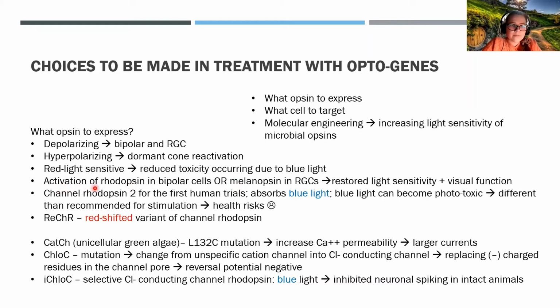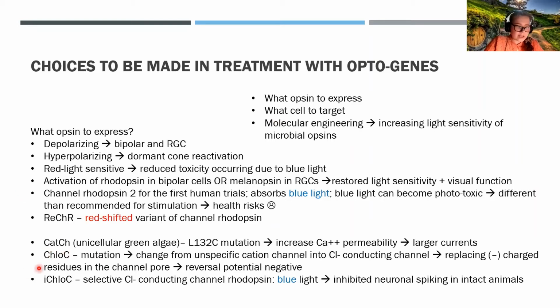So rhodopsin was activated on bipolar cells or on melanopsin cells. Melanopsin is not actually a photopigmented cell, but it is still responsible for pupil constriction and regulates a sleep-wake cycle. So it's still involved in vision. It's very interesting. Even though it's not the main cell in the eye, it still plays a role. So because of blue light phototoxicity, a redshifted variant of channel rhodopsin was made with molecular engineering.